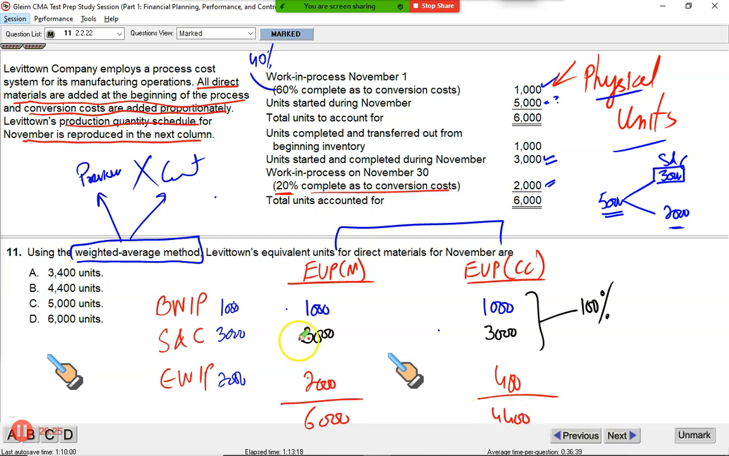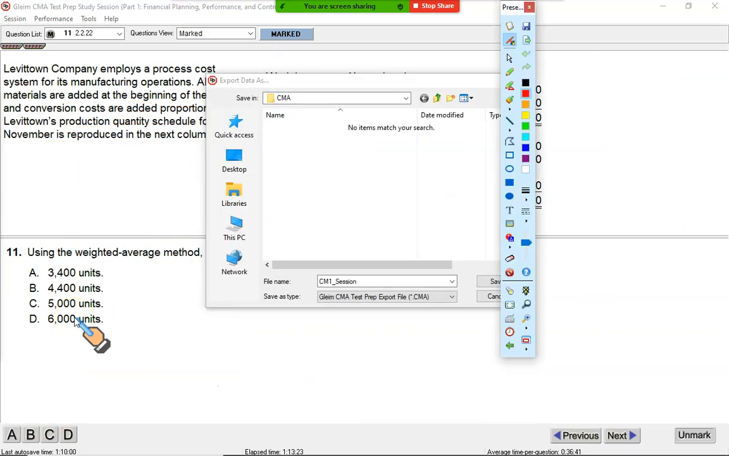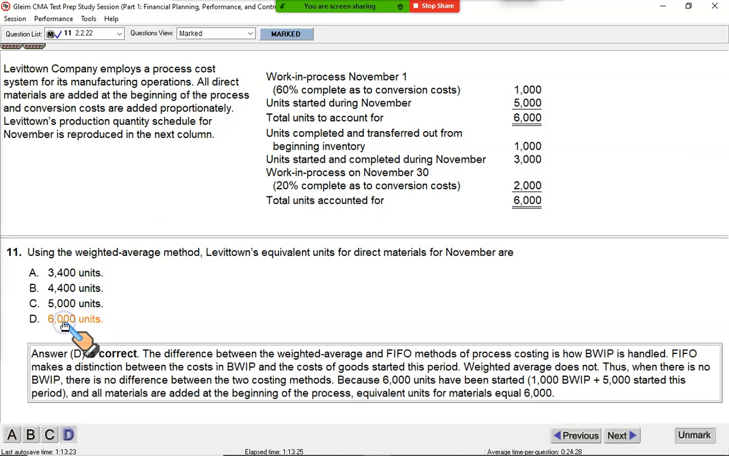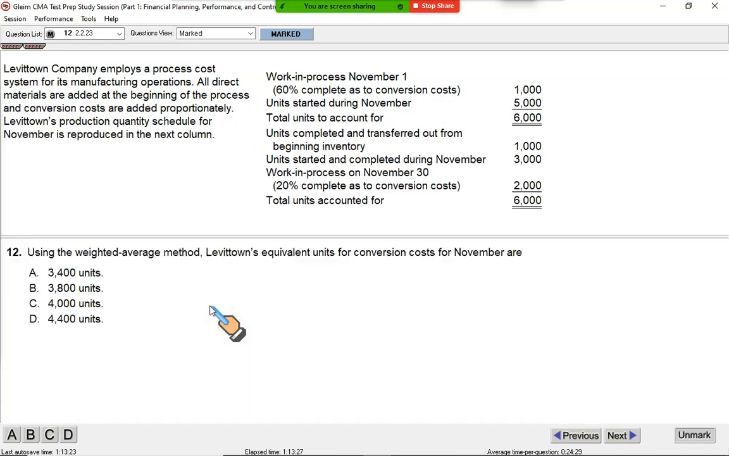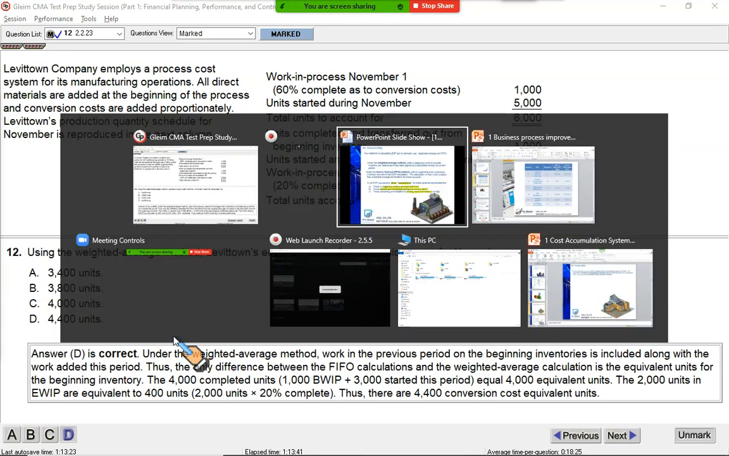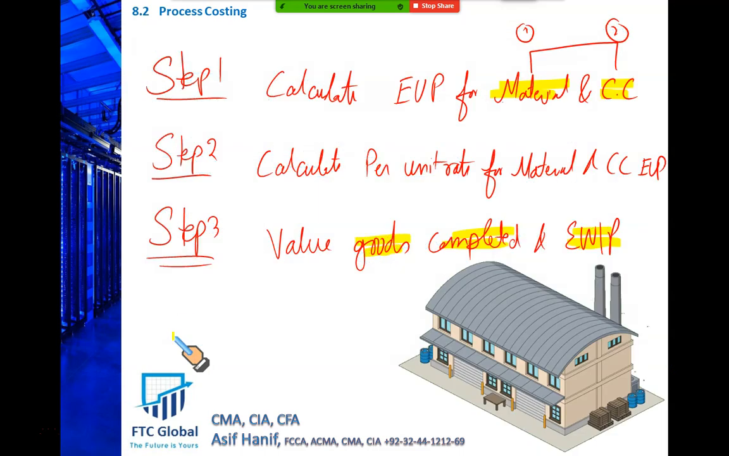Let us match our answers. Now, what is the equivalent units for direct material for November? 6000. Is it D? Yes. Okay, then what is the equivalent units for conversion cost for November? It's 4400. Is it 4400? Yes, 4400. So gentlemen, this was the first step which we have done. We will do it again.